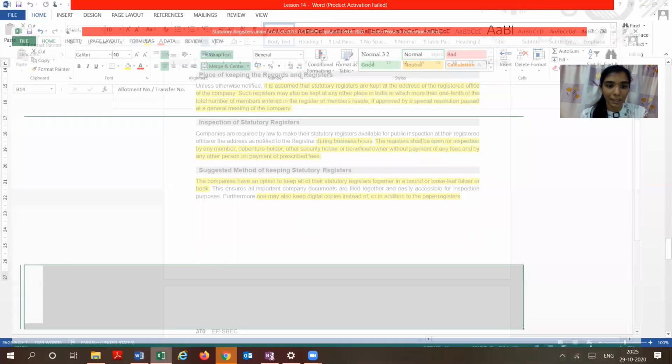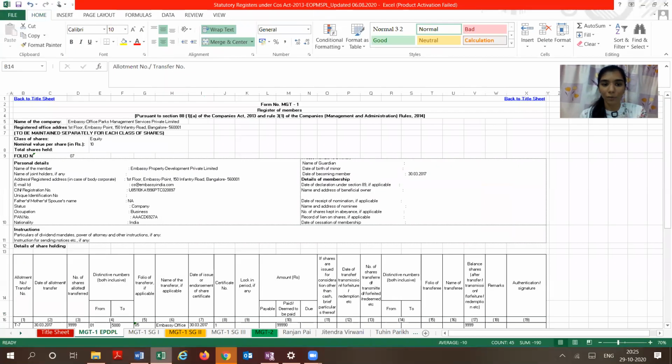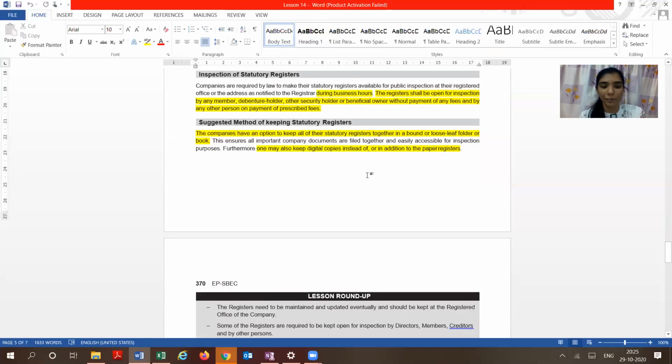Next, how do you maintain the statutory register? Either you may maintain it in a book, or you can keep a soft copy. It is a big register book, and there are separate sections in the book: one will be register of members, register of directors, etc. So either you maintain it that way, or else you maintain it as a soft copy in your system, and you have to update it from time to time.